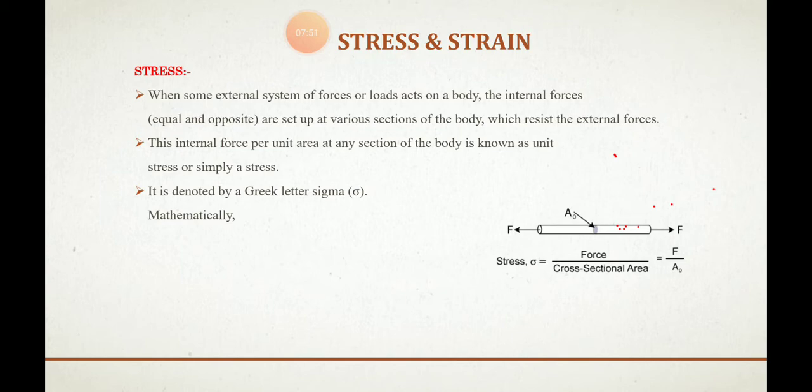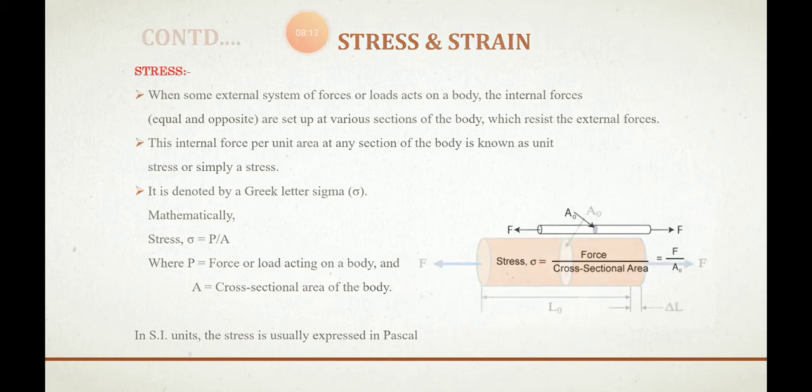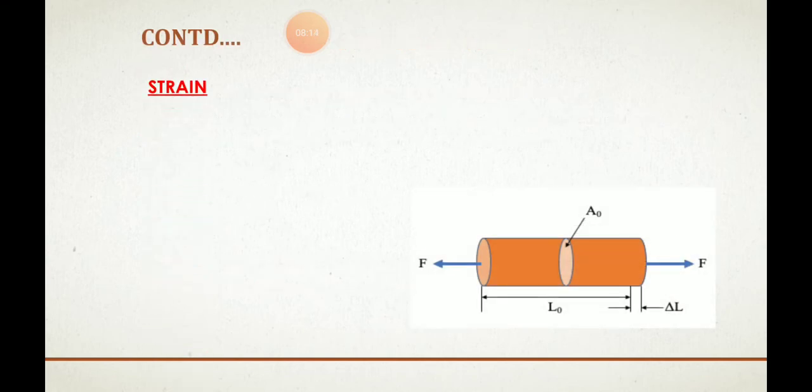It is denoted by the letter sigma, and mathematically, as I told you, it is given by sigma equal to P by A, where P is the applied load and A is the area of the cross section. And in SI unit, it is measured in Newton per meter square, or it is also called the Pascal. Next comes the strain. Strain is nothing but the increase or decrease in the length of the element. That is what we call the strain.